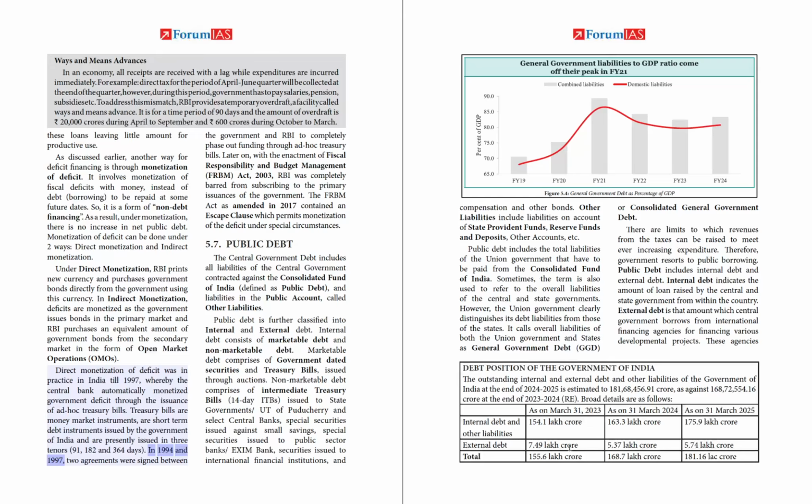In 1994 and 1997, two agreements were signed between the government and RBI to completely phase out funding through ad hoc treasury bills. Later on, with the enactment of the Fiscal Responsibility and Budget Management, FRBM, Act 2003, RBI was completely barred from subscribing to the primary issuances of the government. The FRBM Act as amended in 2017 contained an escape clause which permits monetization of the deficit under special circumstances. 5.7. Public debt. The central government debt includes all liabilities of the central government contracted against the Consolidated Fund of India, defined as public debt, and liabilities in the public account, called other liabilities.